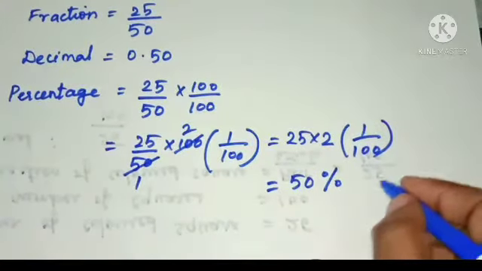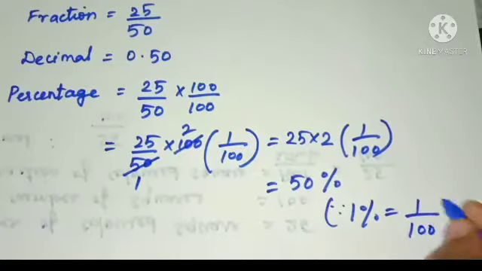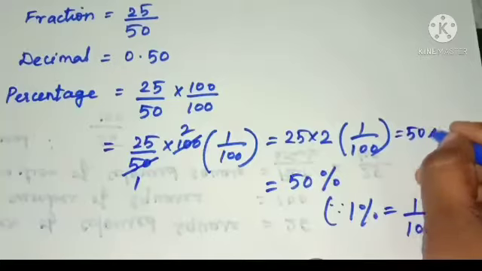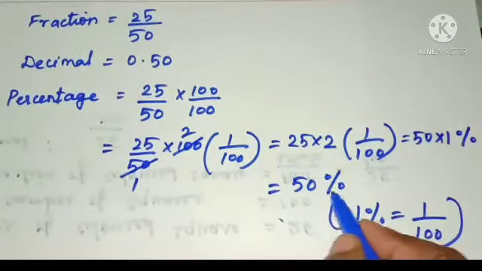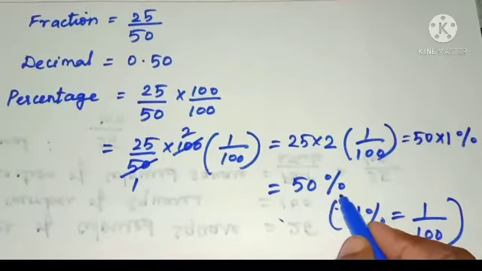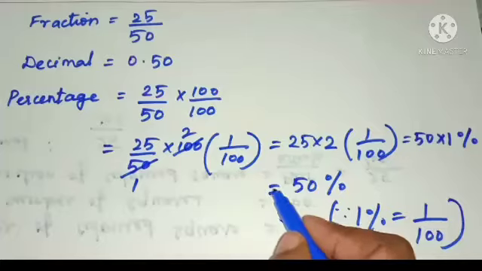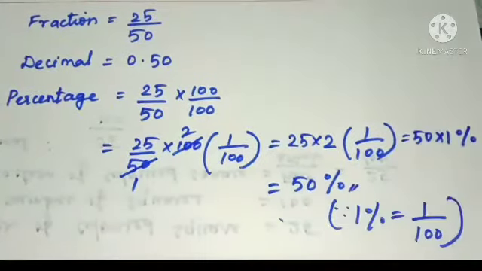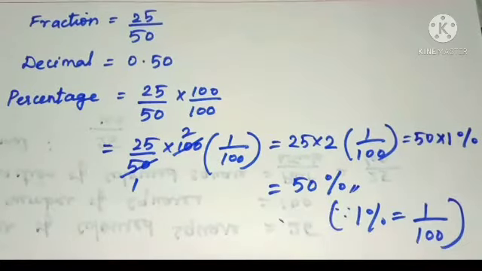1 by 100 is a percentage. Yes, we can write 1 percentage is equal to 1 by 100. So 1 by 100 can be written as 50 into 1 percentage. 50 into 1 is 50. So write the percentage, 50 percentage. So the given number of colored squares is expressed in percentage form. Its percentage form is 50 percentage.